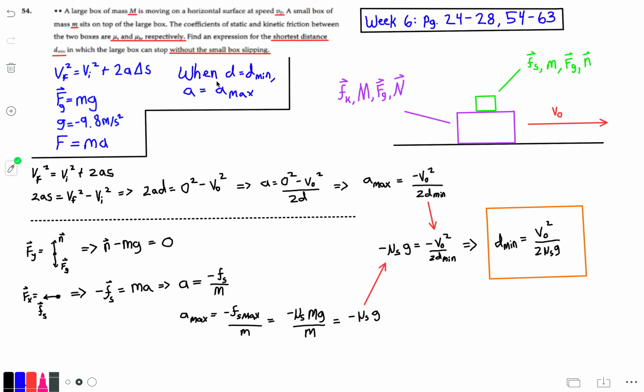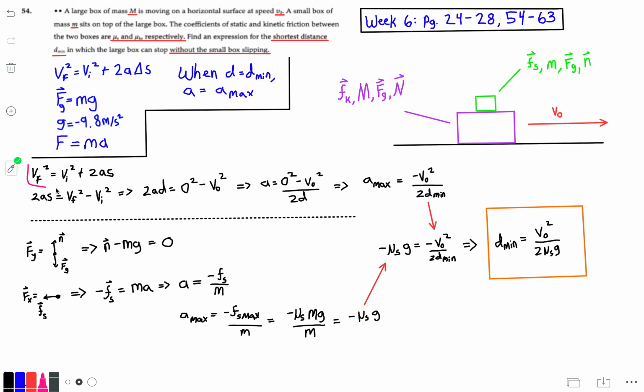Looking at some of these equations here, we're going to be using this equation as our main setup, but we're also going to take into account this relationship for gravity, as well as Newton's second law, and this relationship here. This is more conceptual. We need to think about when the distance is the smallest, the acceleration needs to be the greatest, right? Because when the acceleration is the greatest, it's going to be the shortest time that the box will be able to slow down. All right, let's go ahead and get into it.